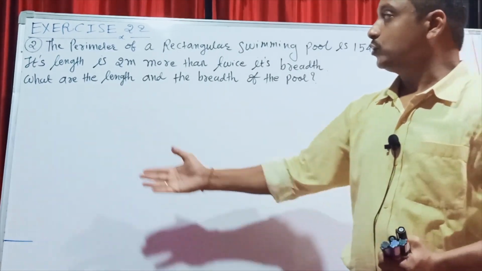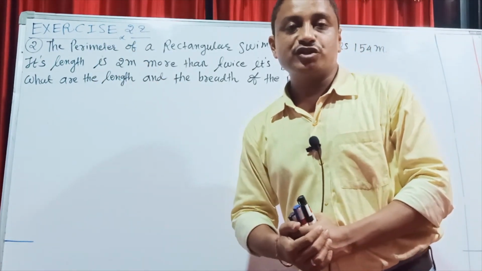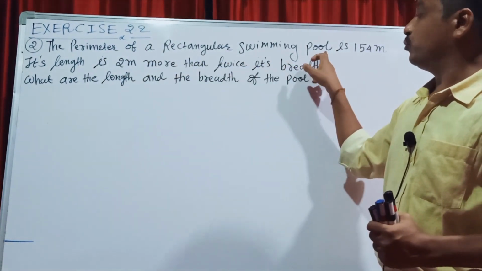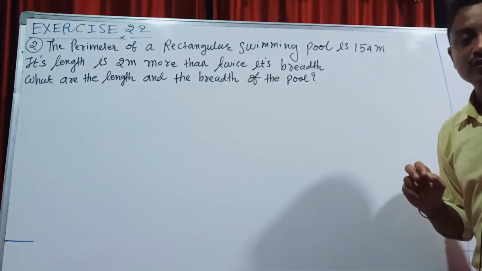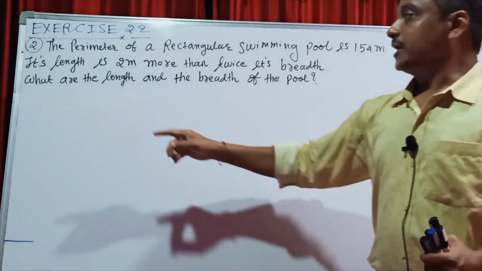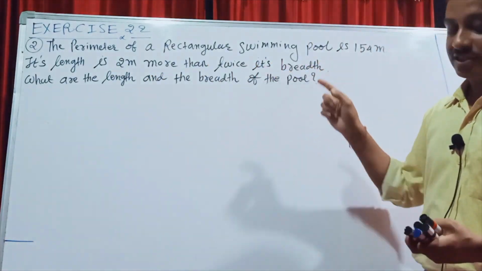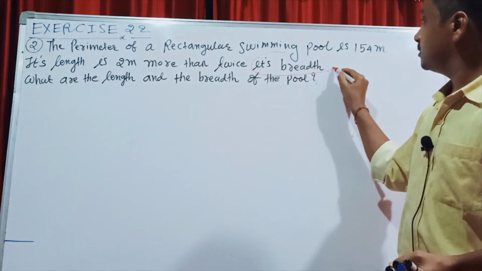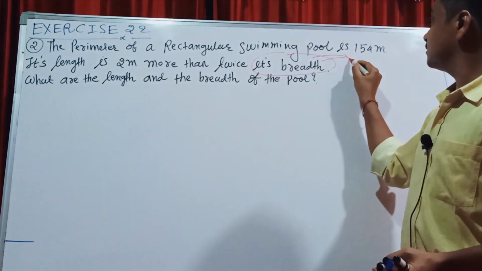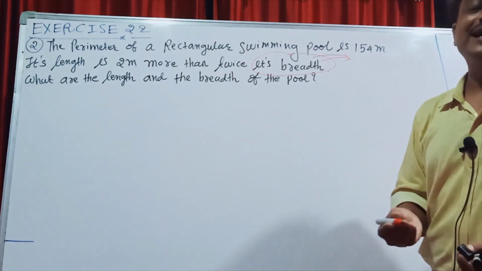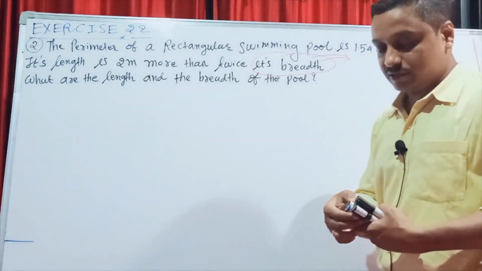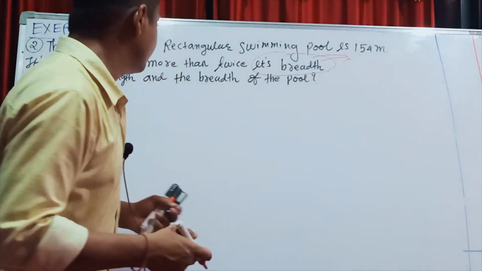Now students, I go to question number 2. First of all, read the question properly. The perimeter of a rectangular swimming pool is 154 meter. Its length is 2 meter more than twice its breadth. Students, always start from the back side. See here, what is the back side term? Breadth. So I assume the breadth, and find out the length and breadth of the rectangular swimming pool.